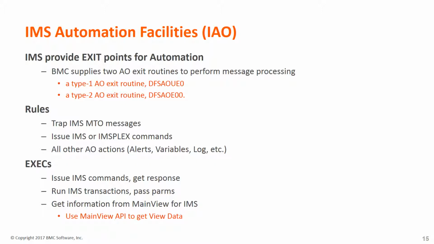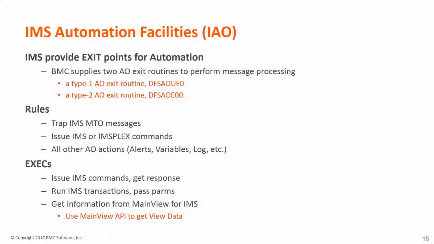Let's take a look at AutoOperator for IMS. AutoOperator for IMS uses two exit points in IMS for AO. There's a type 1 AO exit routine, DFSAOUE0, and a type 2 exit routine, DFSAOE00. Within the rules, AutoOperator for IMS provides you with the ability to trap IMS master terminal messages. You can issue IMS or IMSplex commands.